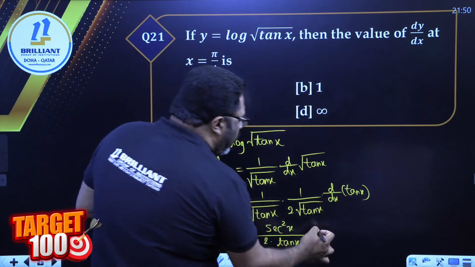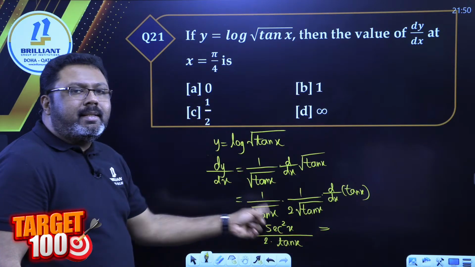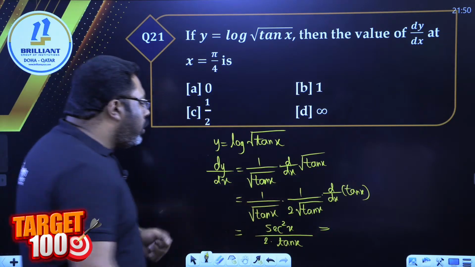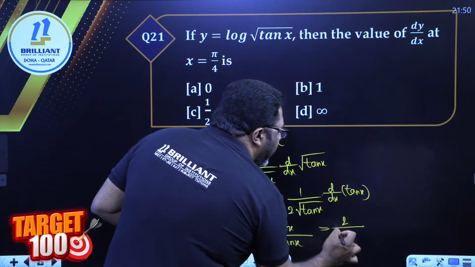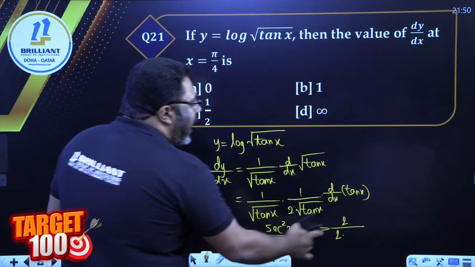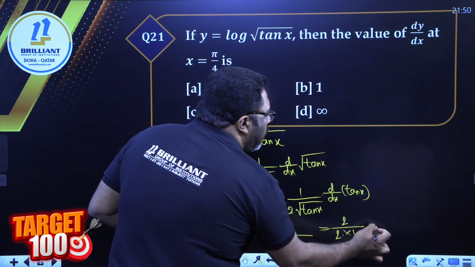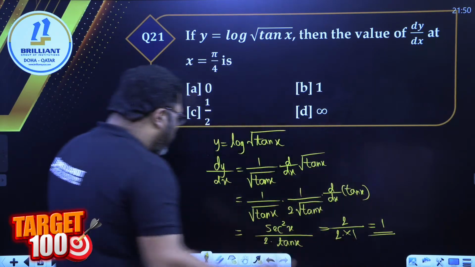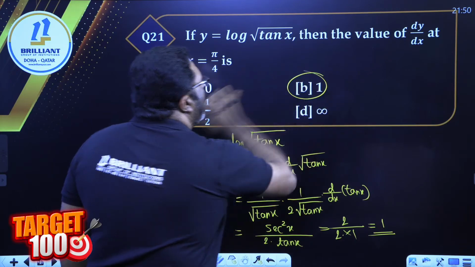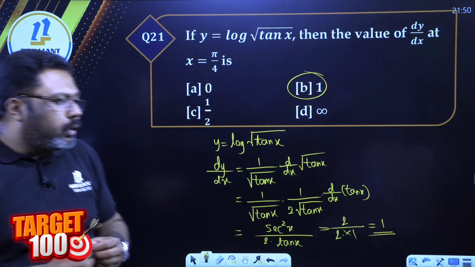x is equal to pi by 4. So we already know sec pi by 4 is root 2. Root 2 squared is 2, divided by 2 into tan pi by 4, which is 1. So the answer for this is 1. Option B. Answer is 1.